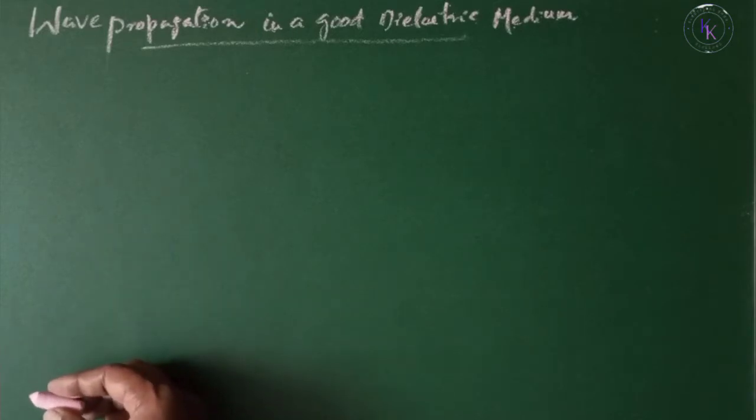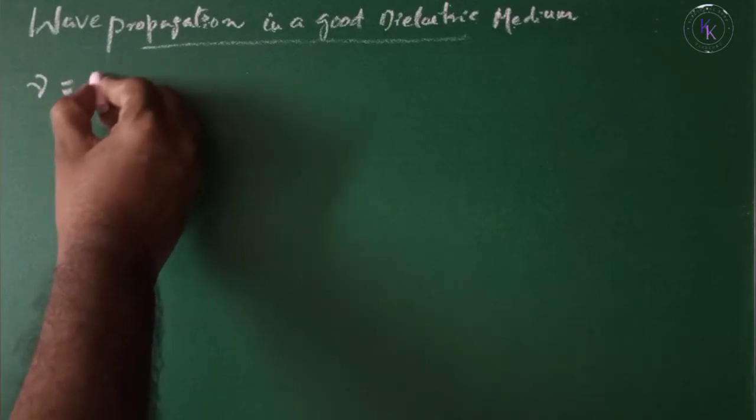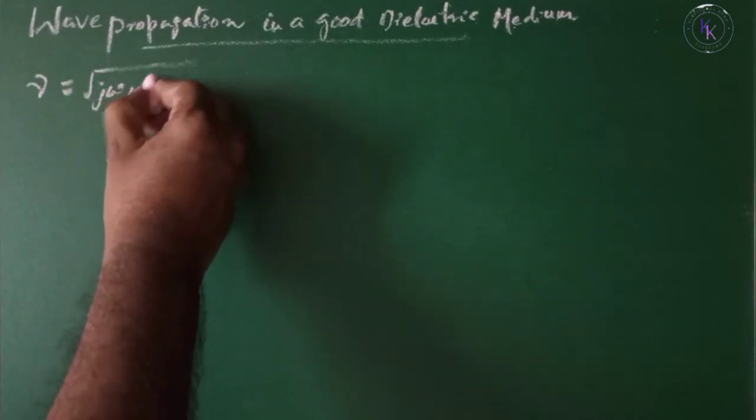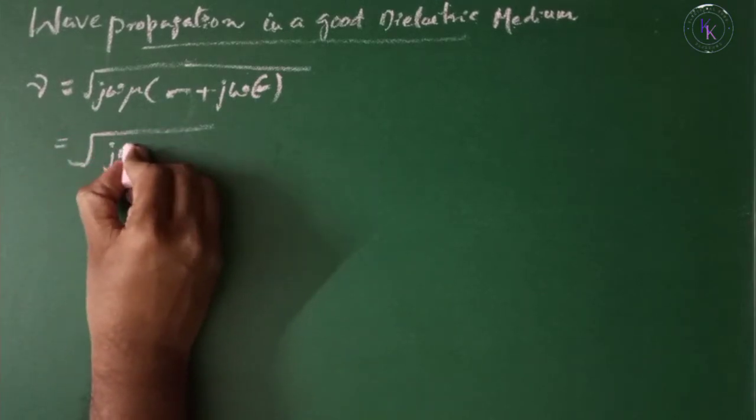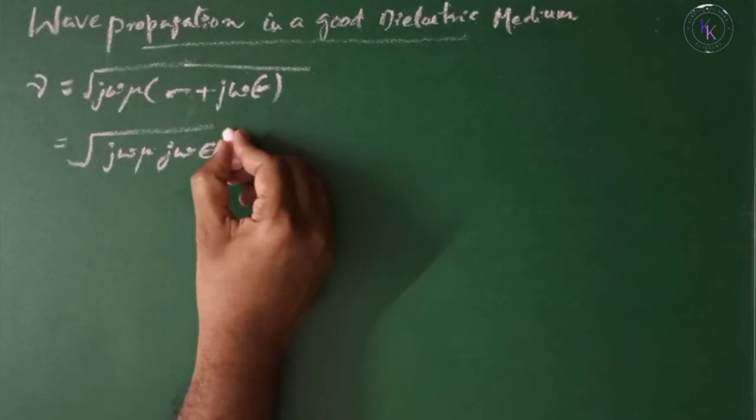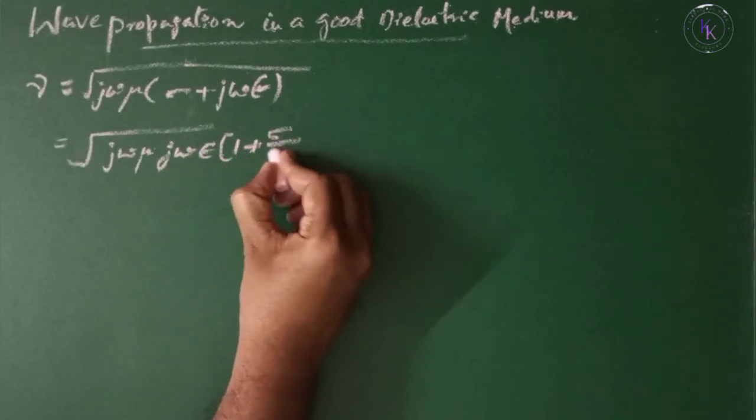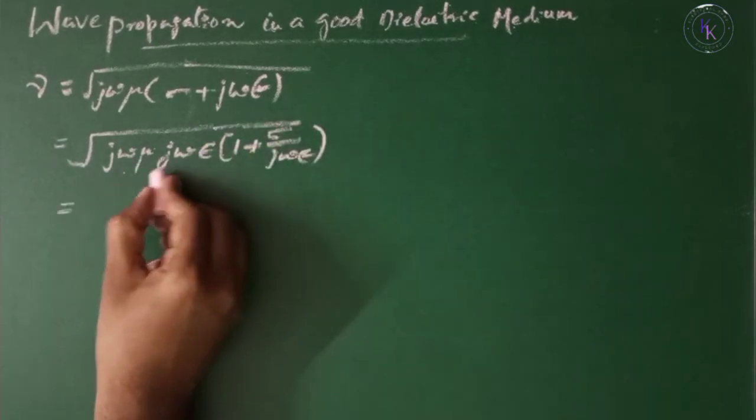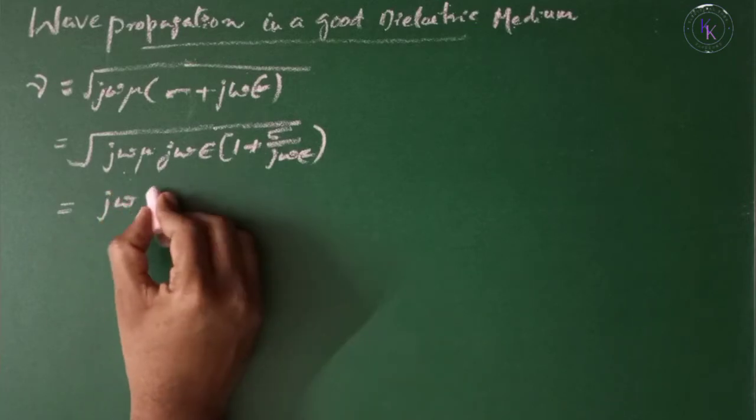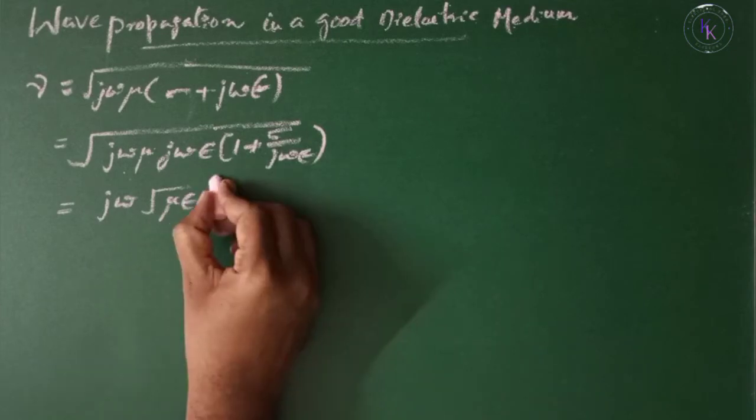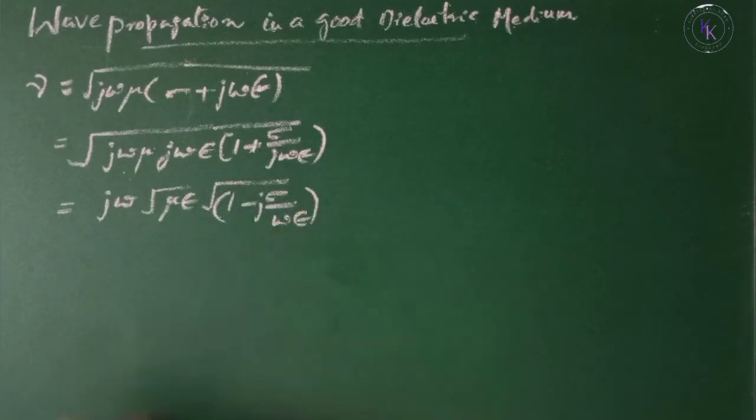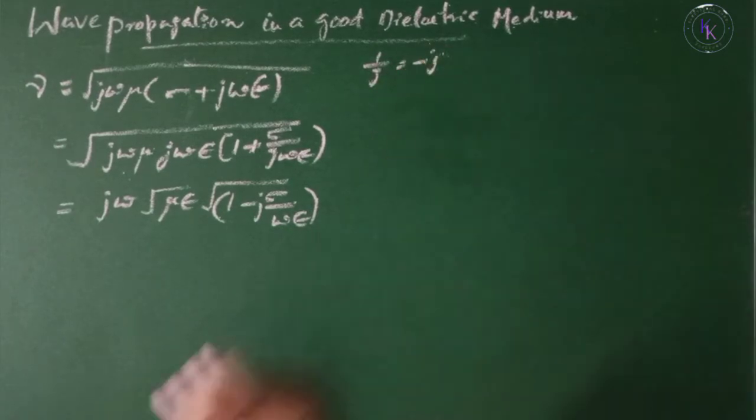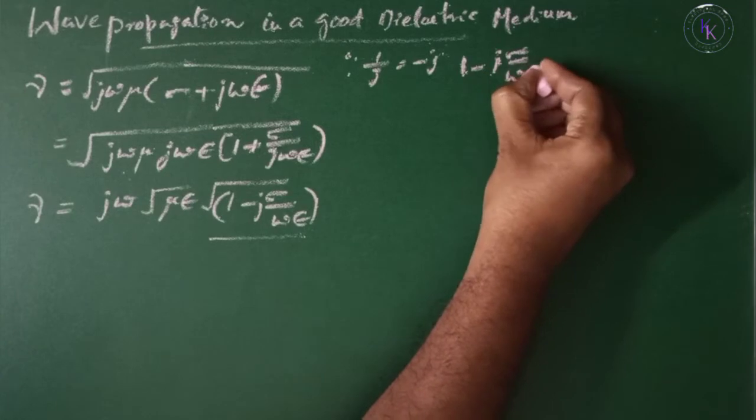Now consider the expression for propagation constant, gamma equals square root of j omega mu times (sigma plus j omega epsilon). Taking j omega epsilon out, you get 1 plus sigma by j omega epsilon. Then you have j square and omega square; taking j omega out, gamma equals j omega square root of mu epsilon times square root of 1 minus j sigma by omega epsilon, since 1 by j equals minus j. This is our gamma.